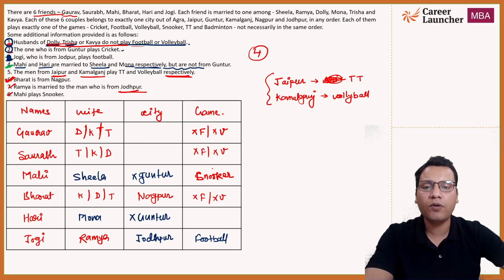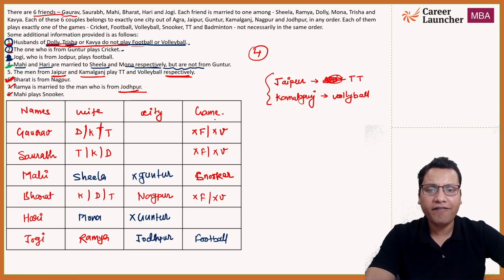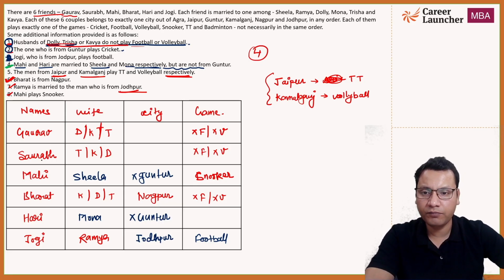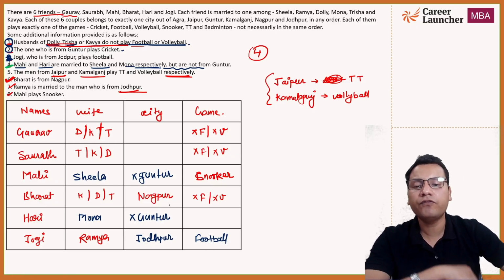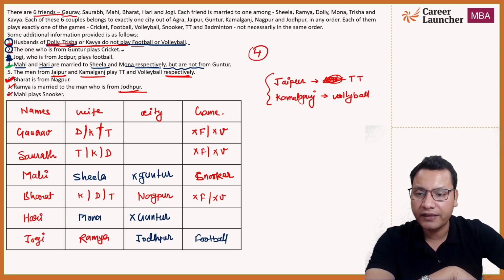Right, so these three cannot play football or volleyball. Football is already done with Jogi. That means we are left with only volleyball. So can I say the only place left for volleyball? Gaurav cannot play volleyball, Saurabh cannot play volleyball, Mahi is already playing snooker, Bharat cannot play football or volleyball, and Jogi is already playing football. So the only place left for volleyball will be Hari. Hari will be playing volleyball.